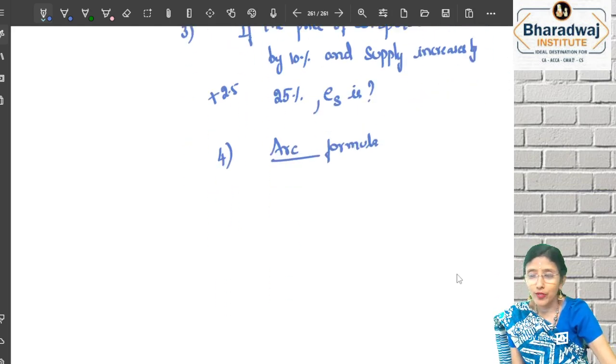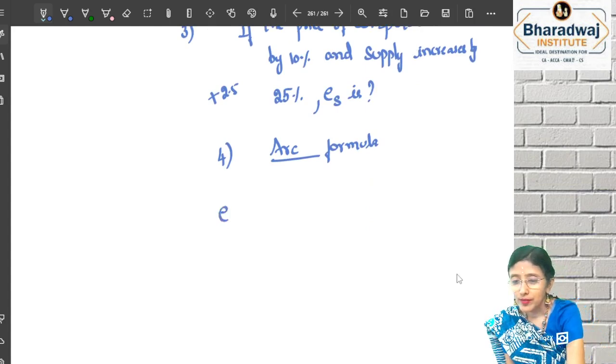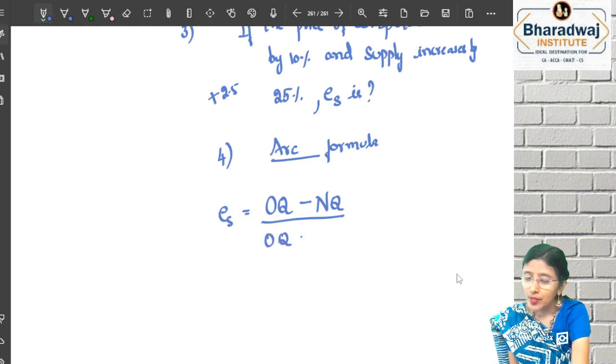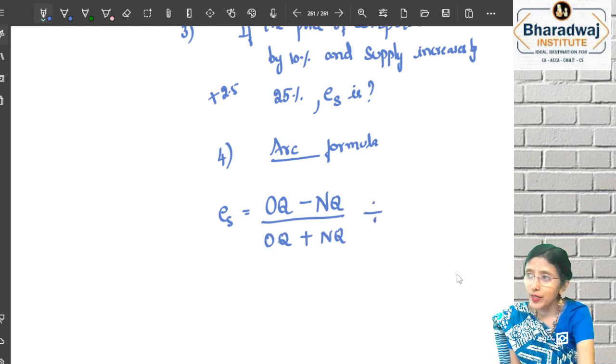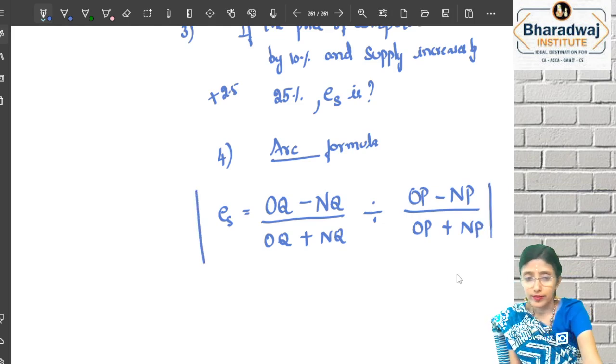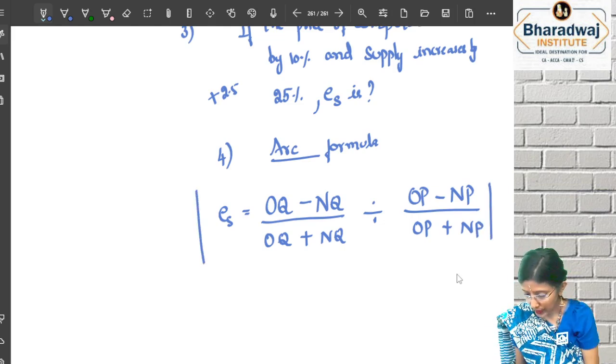One of you tell the formula for the others. Original quantity minus new quantity divided by original quantity plus new quantity, the whole thing divided by original price minus new price divided by original price plus new price. The whole thing. Do you understand it?